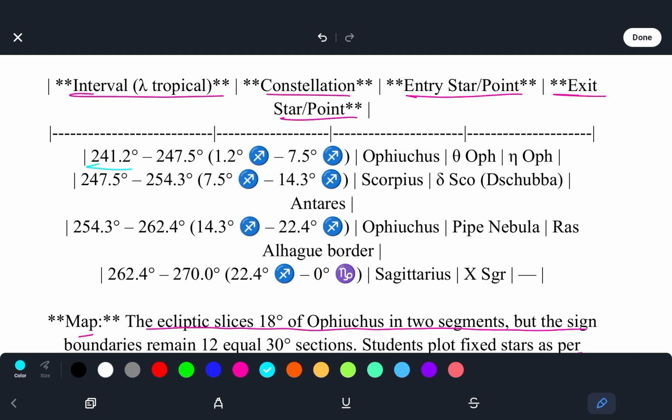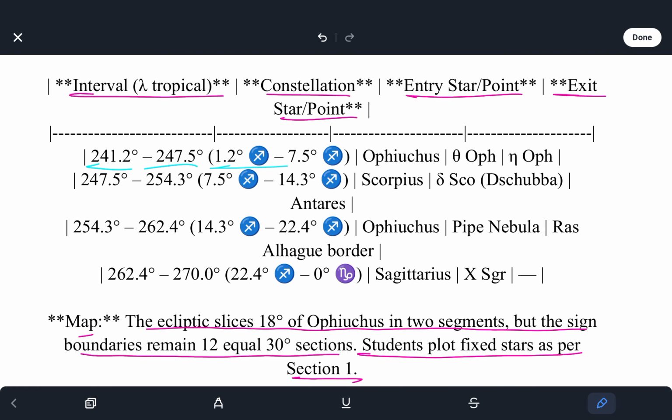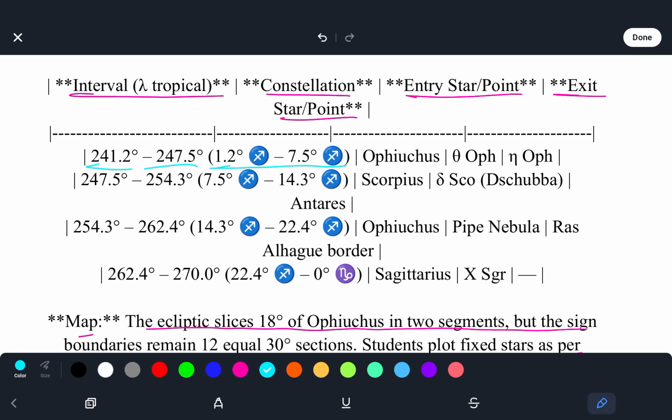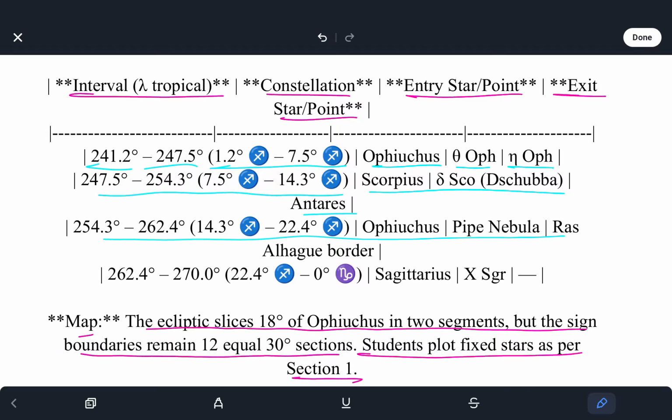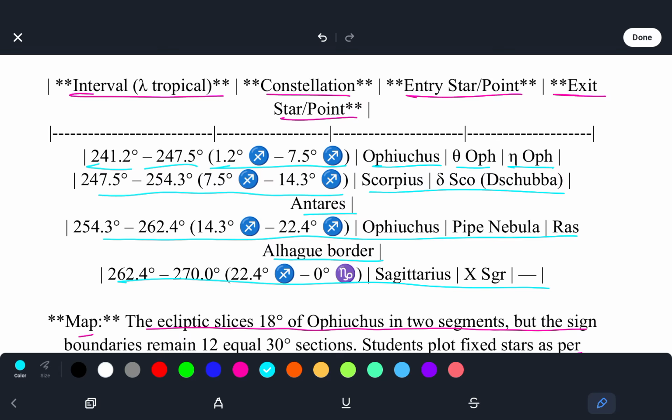Excuse me, I keep on not pronouncing numbers right. 241.2 degrees, and we have negative 247.5 degrees. We have 1.2 degrees Sagittarius, subtracting 7.5 degrees Sagittarius. We are talking about Ophiuchus here. And then we go on to Antares, as well as the Pipe Nebula, Ras Algethi border, and Sagittarius A*, the galactic center.